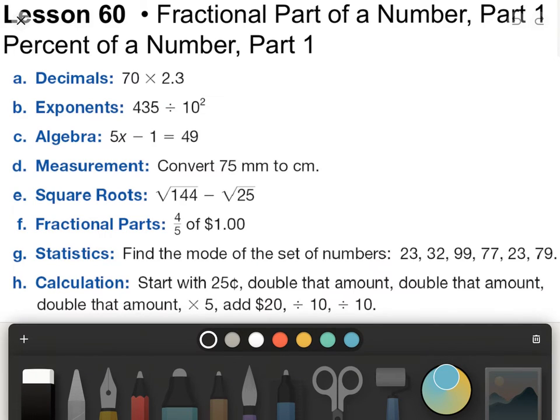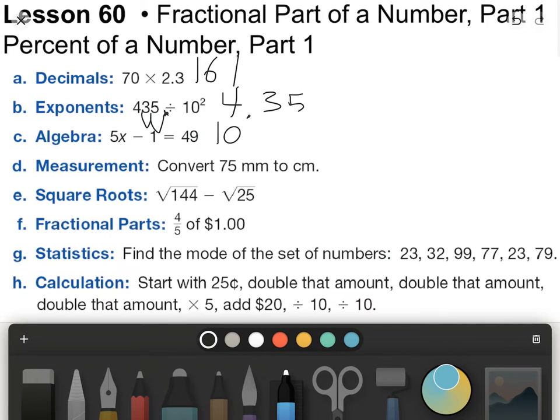All right, so I can look at A as 70 times 23. It's the same sort of thing. So I can think of that as 140 plus 21, be 161. Then exponents, we're dividing by 100, so two boingies to the left, boingy. So that will get us 4 35 hundredths. And this is 49 plus 1 divided by 5. So we make x equal 10.